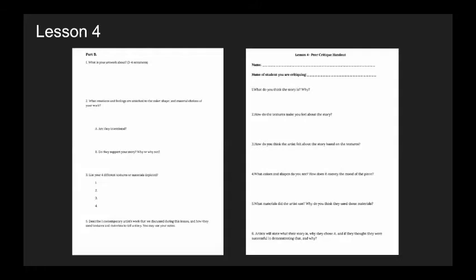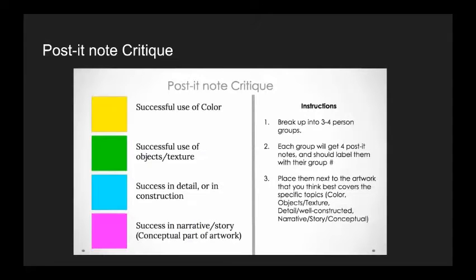Lastly, in lesson 4, students will critique their own work and their peers' work. Students will complete the final project reflection worksheet on the left. Moreover, students participate in a post-it note critique where students will be divided into groups of 3 or 4, and they will be given 4 post-it notes to place next to a classmate's work. Each post-it note represents a category: successful use of color, successful use of objects and textures, success in detail or in construction, success in narrative and story, conceptual part of work.